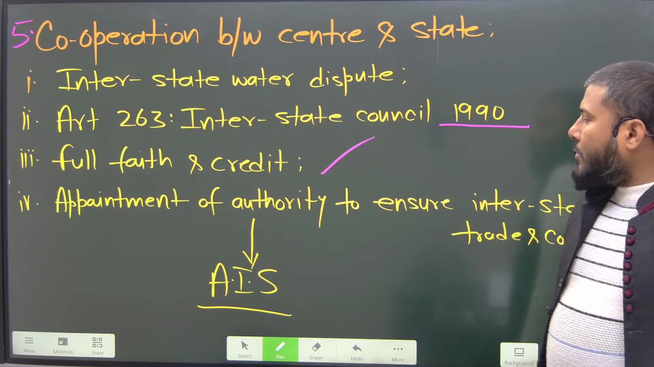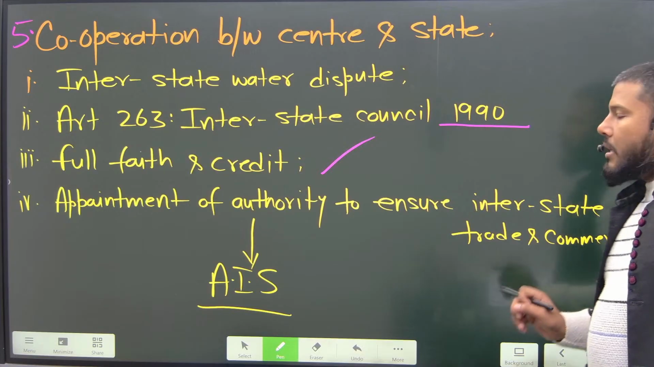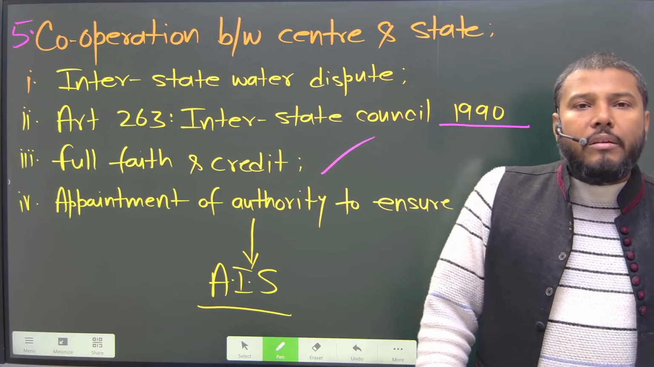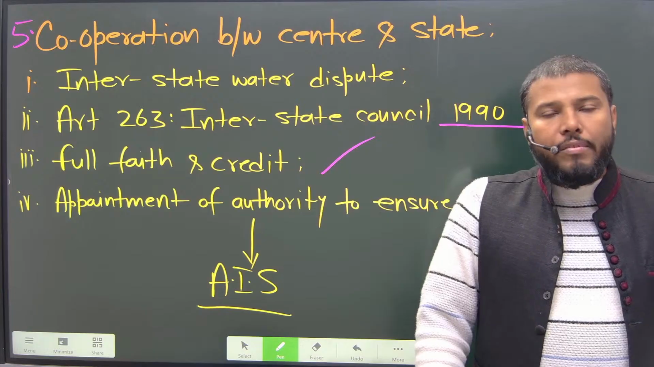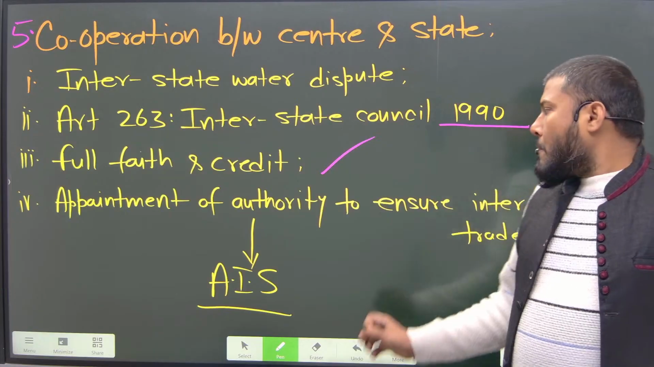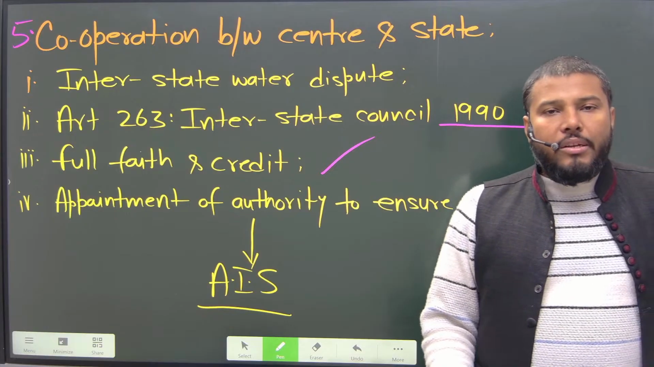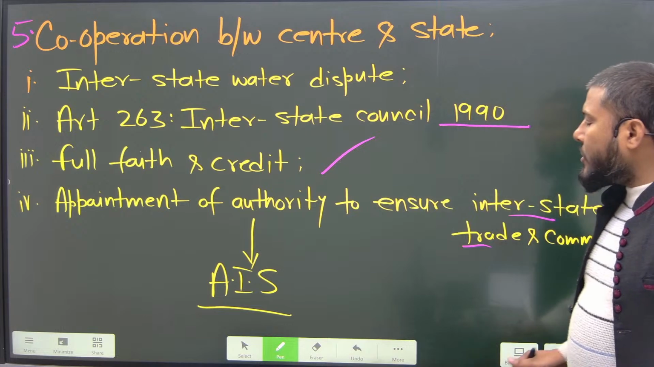Next one is appointment of authority to ensure interstate trade and commerce, right? The central government is vested with the authority to appoint the kind of authority or the power holder office which ensures free interstate trade and commerce and ensures cordial and cooperative relationship between the center and state governments.